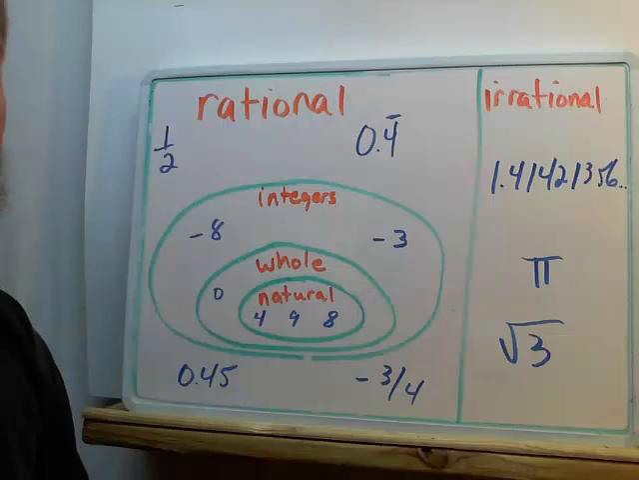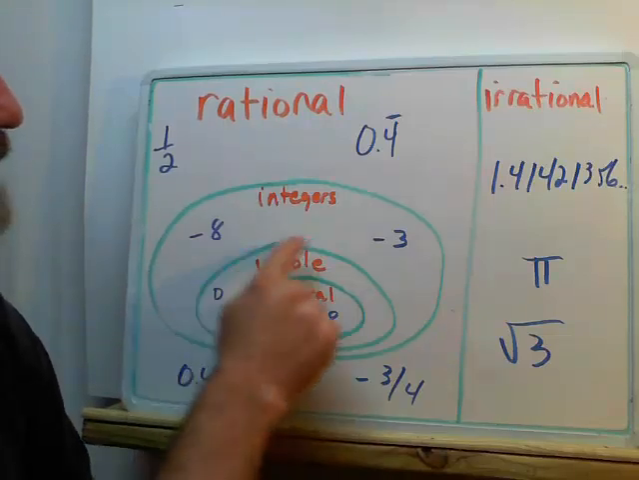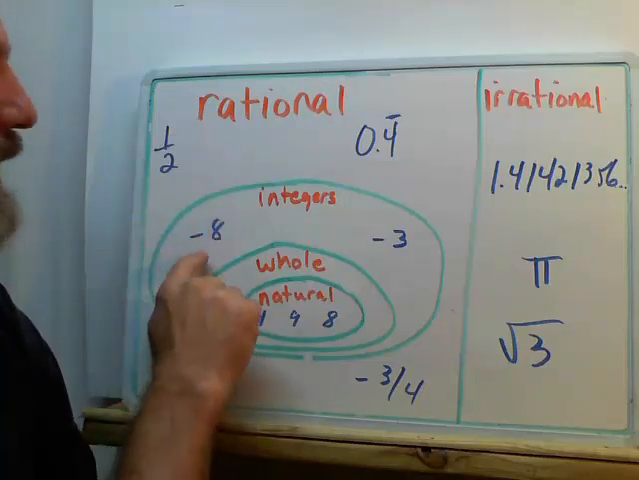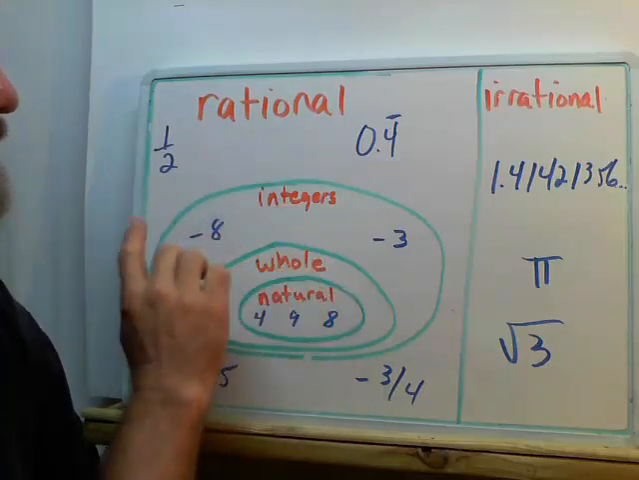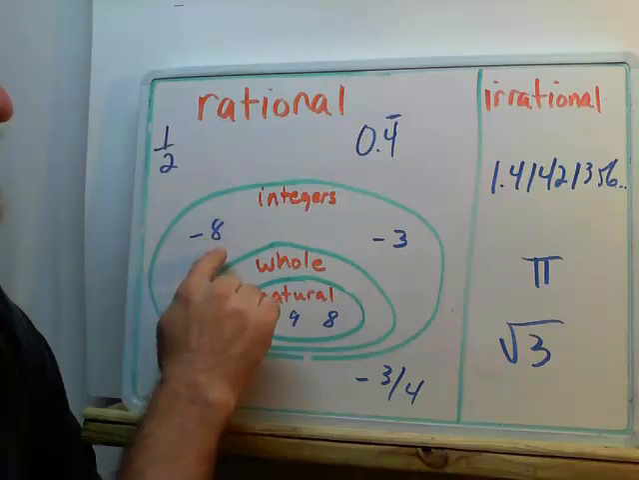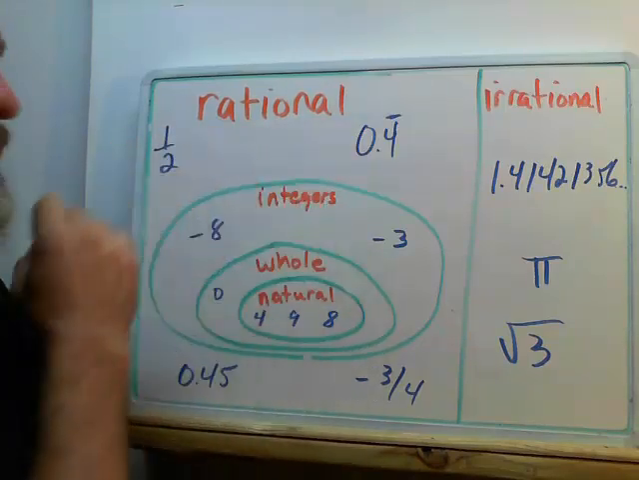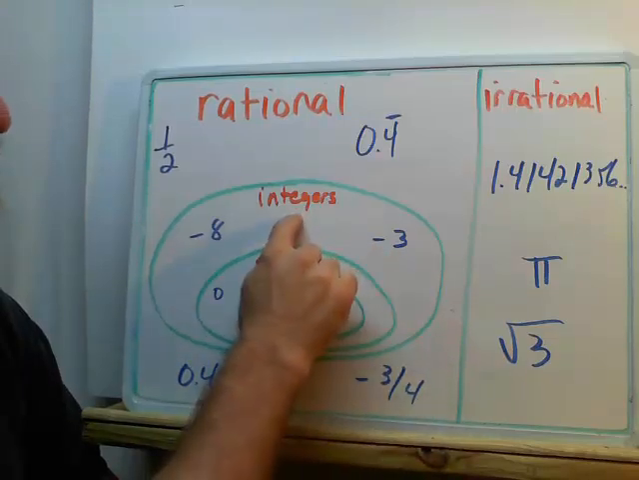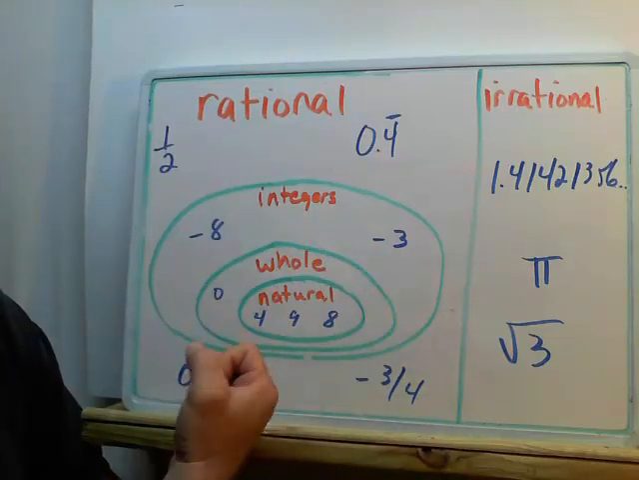Okay, so then if we start taking negative numbers, then they have to go in here as long as they're a whole number with a negative symbol. That's an integer. If it's a fraction of a number, positive or negative, then it's going to go out into the rational. So negative numbers like -8, -3 would be integers. And of course, they're also whole and natural.